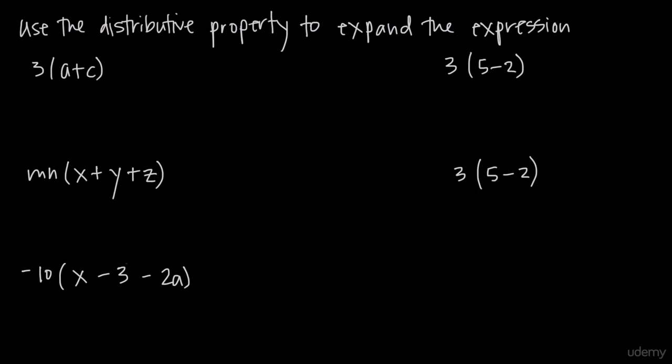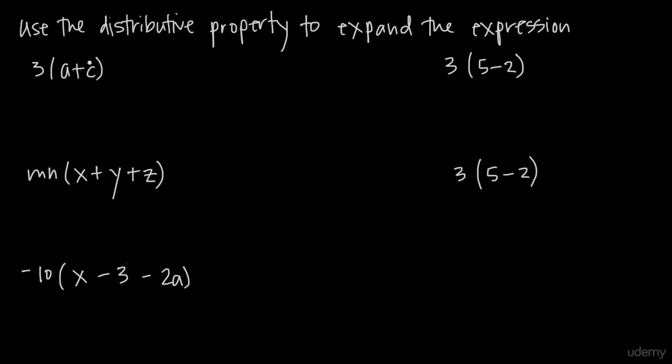In this video, we're talking about the distributive property, which is a property of algebra that allows us to distribute a multiplied value across a polynomial. So let's look at a couple of examples here to explain how we use the distributive property to expand some of these expressions. So in this first one here, we have 3 times the quantity a plus c.